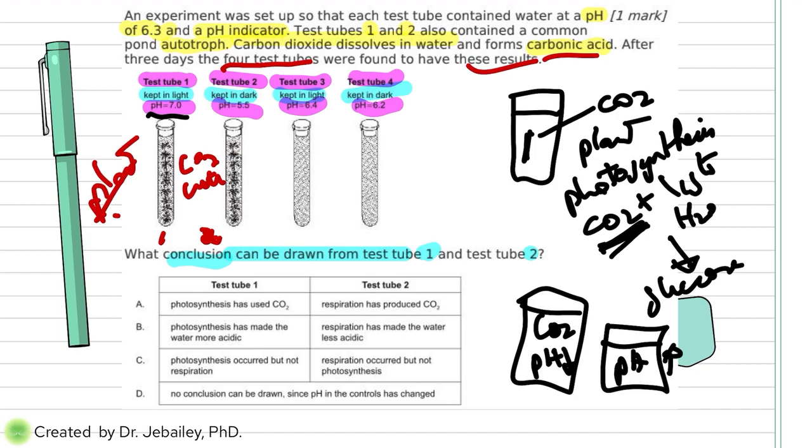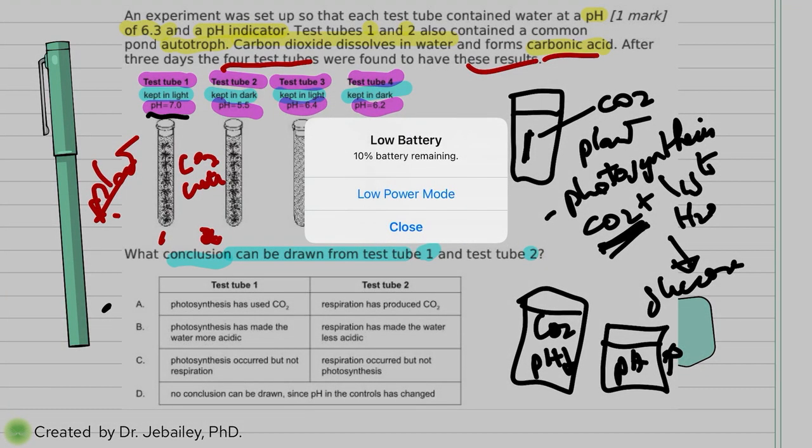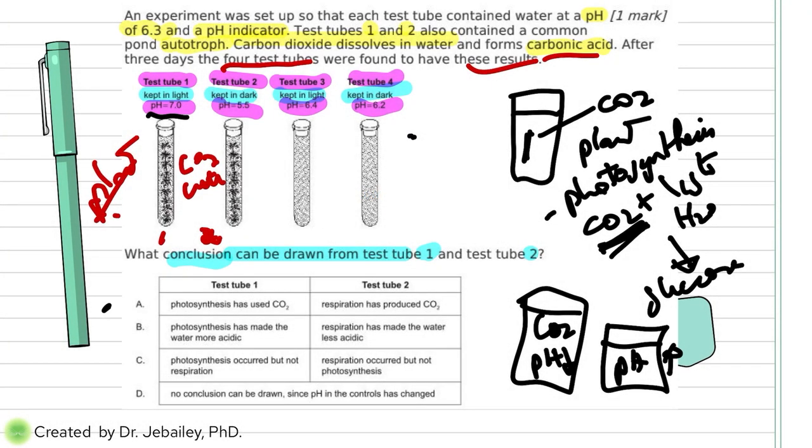What does test tube 1 conclude compared to these ones that don't have it? Let's check. First, the answer says photosynthesis has used CO2. It is true, right? Both of them have used CO2 because of photosynthesis. Second, respiration has produced CO2. Well, that's not true, because if you have plants here, what could they possibly have done? Again, for you to produce CO2, that means you have done cell respiration. Can the plant do cell respiration?